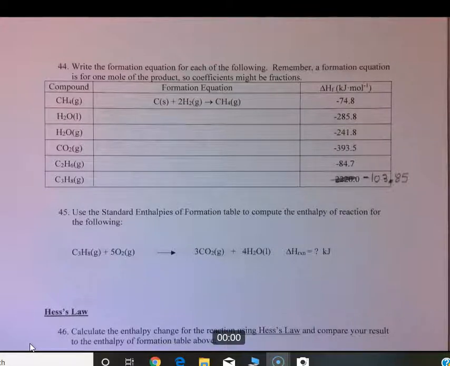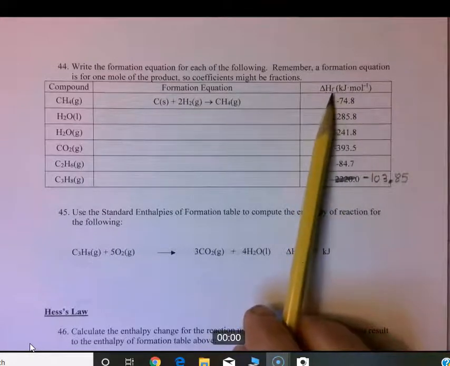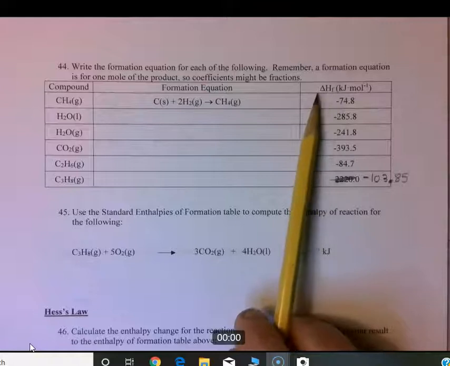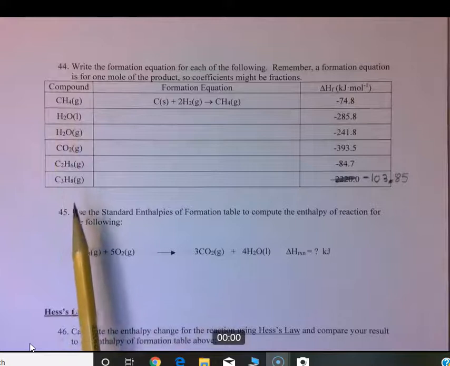So the first question, number 44, is write the formation equation for each of the following. Remember, a formation equation is for 1 mole of a product, so coefficients might be fractions. Over here, I give you what are called the enthalpy of formation. It's how much energy is taken or released in the formation of 1 mole of particular compounds listed over here.